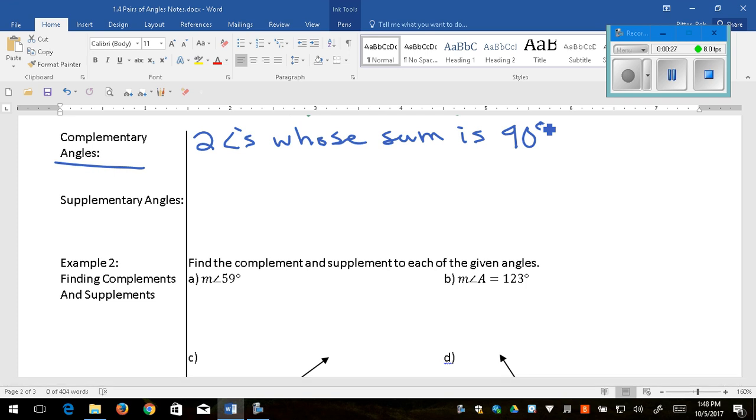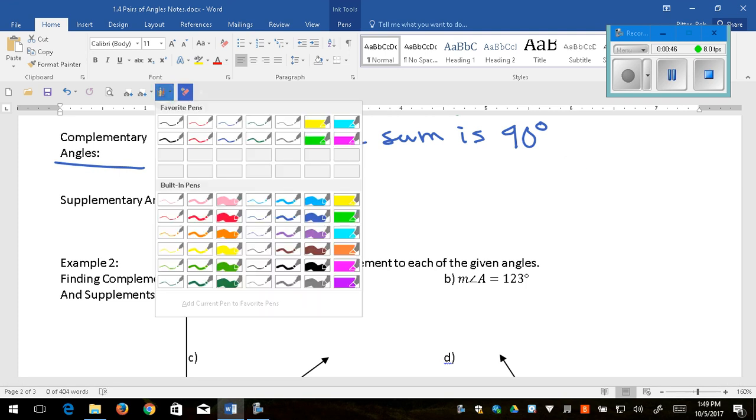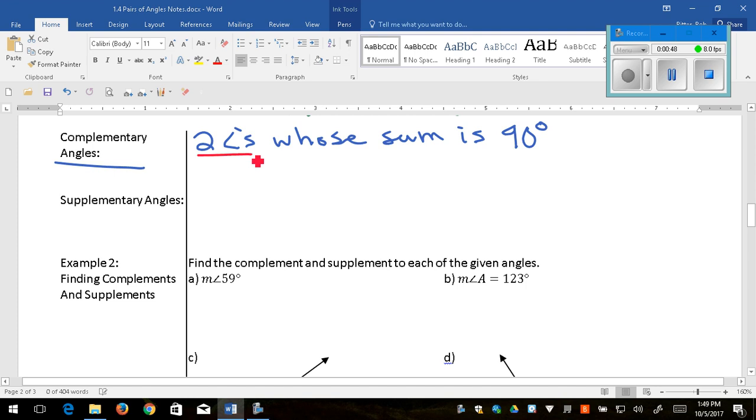They do not have to be adjacent. I could have one angle here and another angle here. As long as the two of them add up to 90 degrees, they are said to be complementary, regardless of whether they're adjacent or not. If their sum is 90, and it has to be two angles, they are said to be complementary. We also have the definition of supplementary.